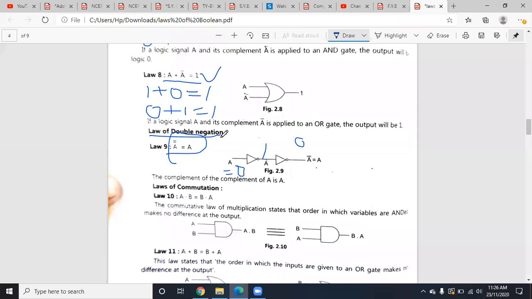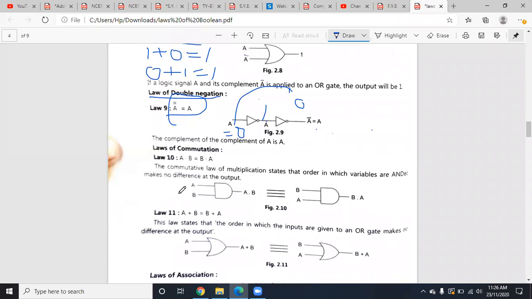So what did we perform? Double negation. We use two NOT gates. After using two NOT gates, what am I getting at last? 0, which is the same variable. Our input was 0, and the output is also 0. So double negation is nothing but the original variable itself. Understood?